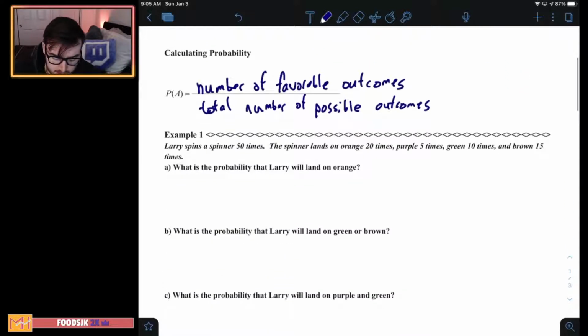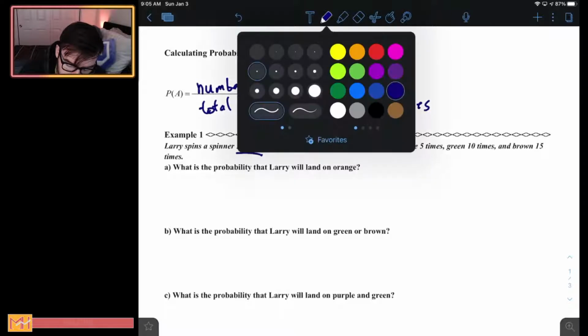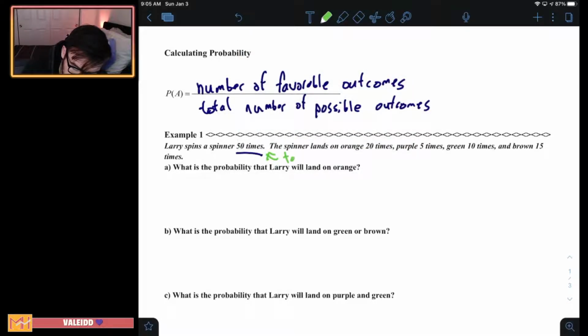So let's look at this situation with a spinner instead of a dice or a deck of cards. Larry spins a spinner 50 times. The spinner lands on orange 20 times, purple 5 times, green 10 times, and brown 15 times. What is the probability that Larry will land on orange? So what are the total number of spins? What are the total outcomes? There were 50 iterations of spinning. We spun this thing 50 times. So this is the total.